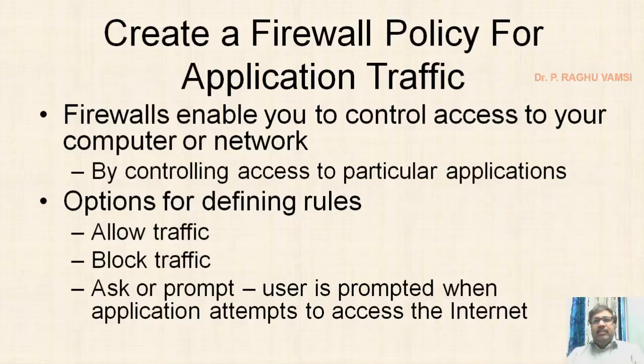Creating the application firewall policy for the application traffic, firewalls enable you to control the access to it. The different options you can mention are allowing the traffic, blocking, and asking for a prompt. In case of Unix, especially IP tables, they are accept, reject, and drop. These three are there, which we'll see when I discuss IP tables. In general, allow, block, and ask for prompt. The user is prompted when an application attempts to access the internet. A message will pop up asking whether you want to allow this application to access the system or not.